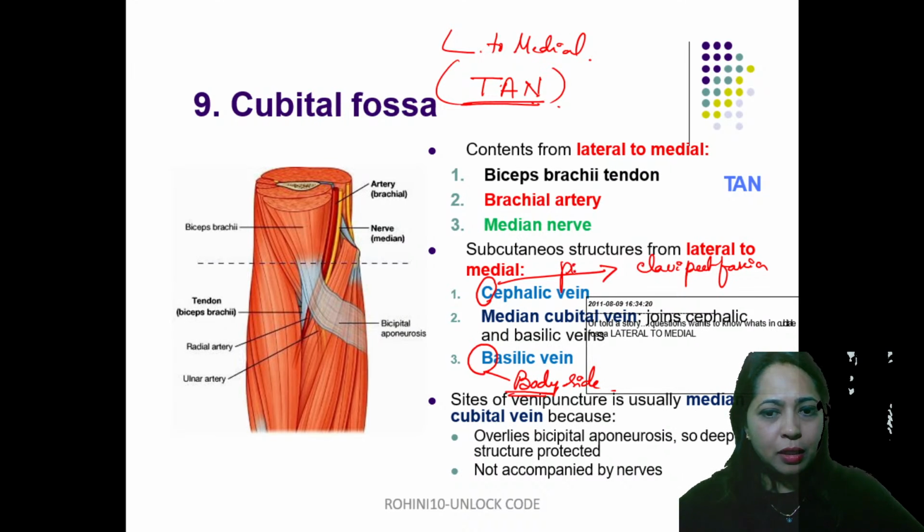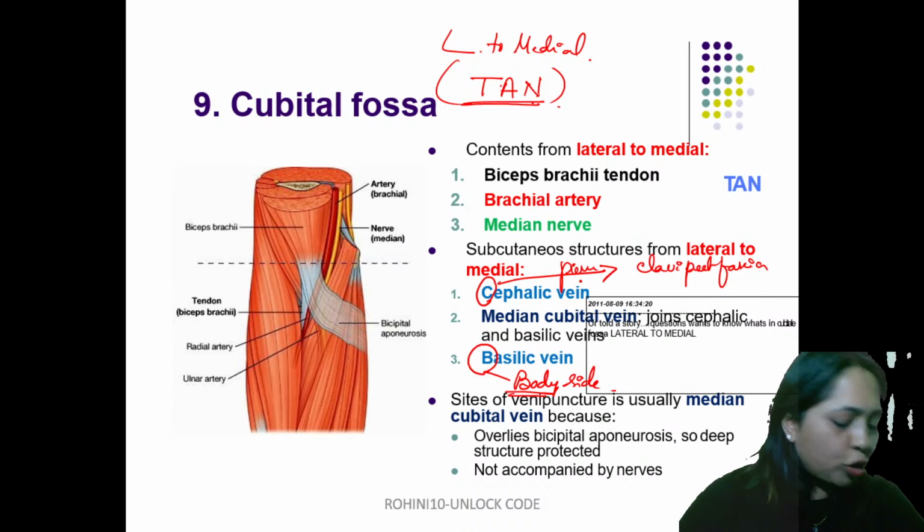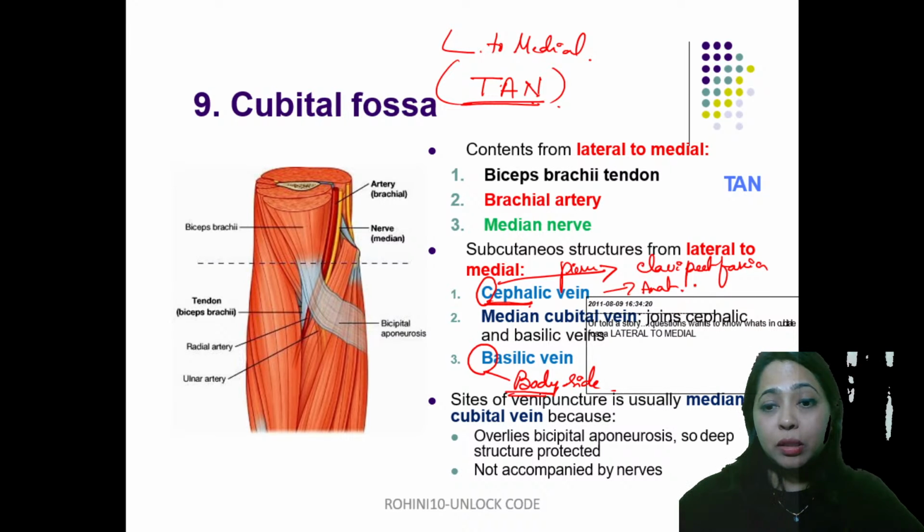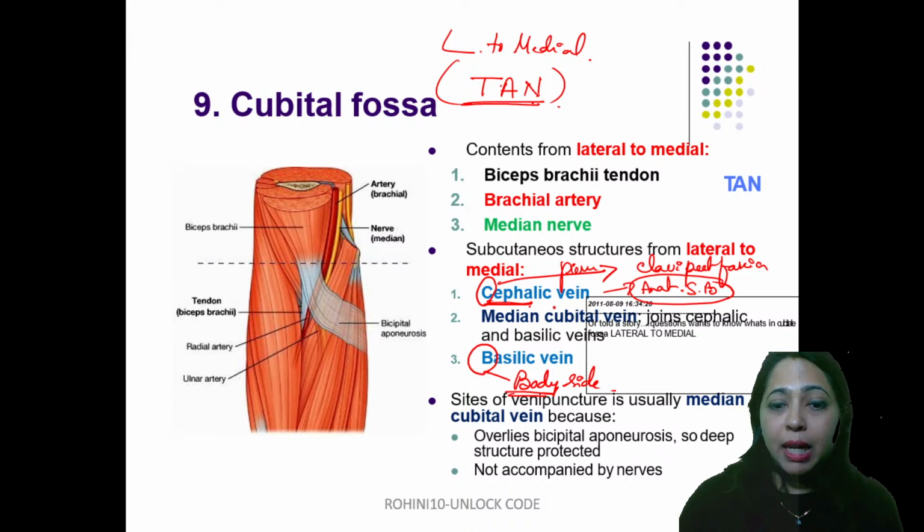It pierces the clavipectoral fascia. So remember the C for clavipectoral fascia. And it is also seen in the anatomical snuff box. So these are the two specialities of the cephalic vein. And it is also one of the veins for central venous catheter. So C has got a lot of importance here. That is cephalic vein.